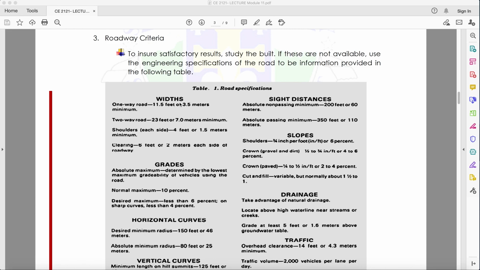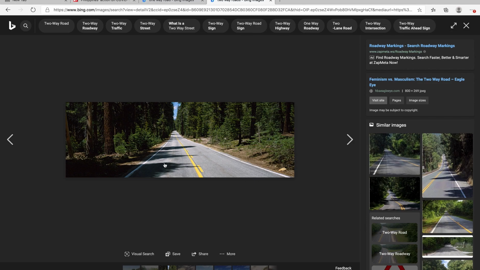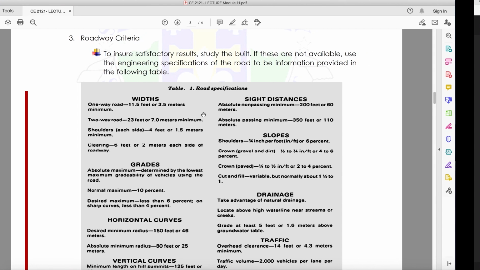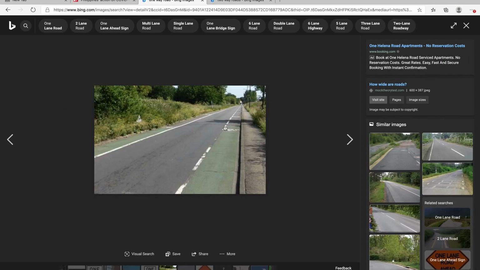So when we say width, ito yung lapad ng kalsada. Okay, so this is what we call the width of the road. If it is a one-way road, ibig sabihin, isa lang yung direction. The direction of the flow of traffic is one way. It's either going there or it's going here. That is a one-way road.